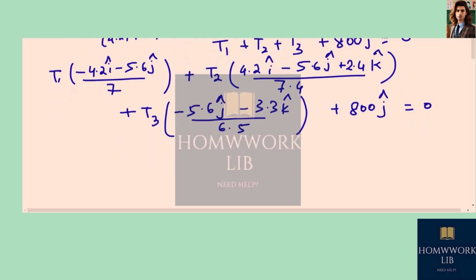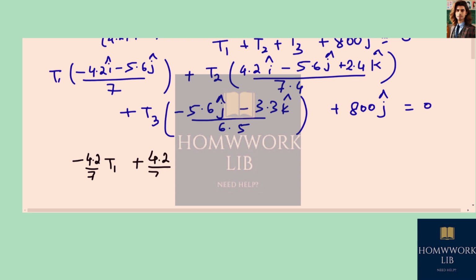So we take the I components together and equate them to 0, the J components' coefficients added together and equated to 0, and similarly we do for the K caps. First for I cap, let's separate. It will be minus 4.2 by 7 T1, and from here we separate this component.